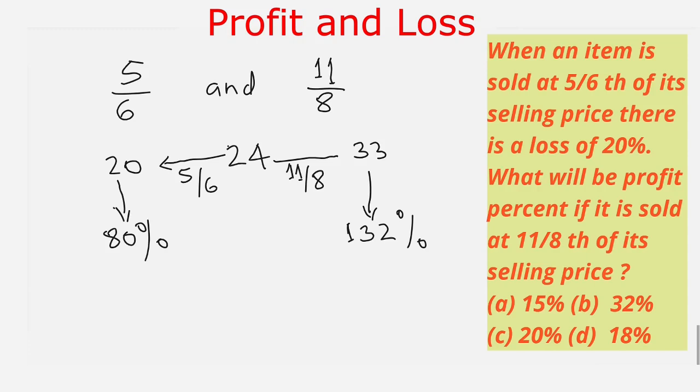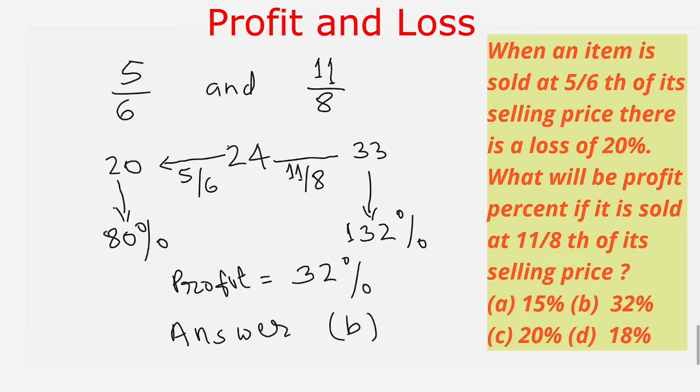It means that when there was a loss of 20%, then selling price was 80% of the cost price. Now it is 132% of the cost price. Thus there is a profit of 32%. 132 minus 100 is 32. So the profit is 32%. And from the given options, our answer is option B. We have solved this question by the shortcut method. I hope you have understood this method.